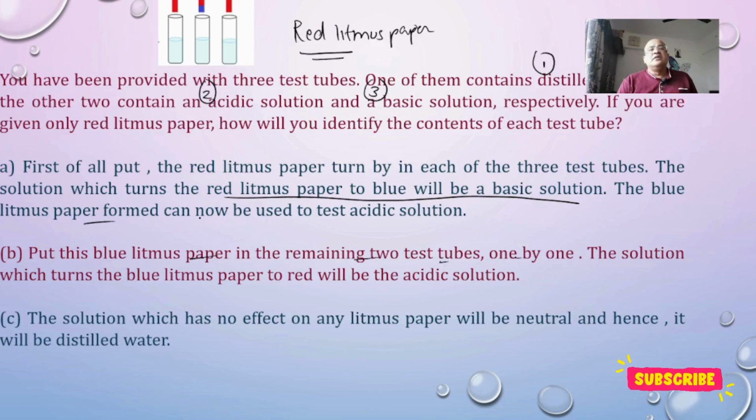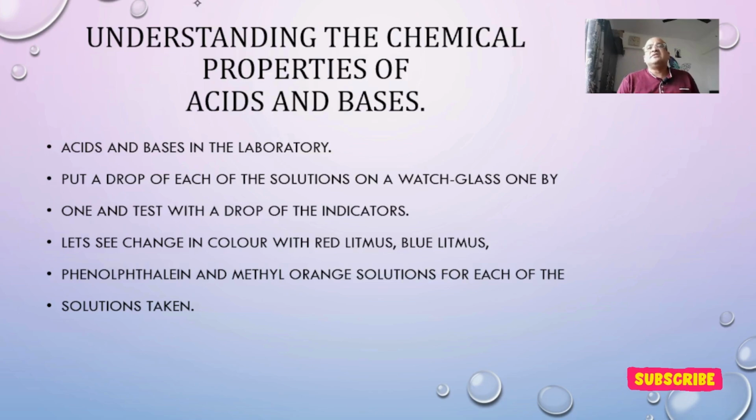Then what will happen? The solution which turns the blue litmus paper red will be acidic solution. And the solution which has got no effect on any of the litmus paper will be neutral, and therefore that will be distilled water, right? So it's very easy. First of all, we have taken a red litmus paper like this and we have used it accordingly, right?